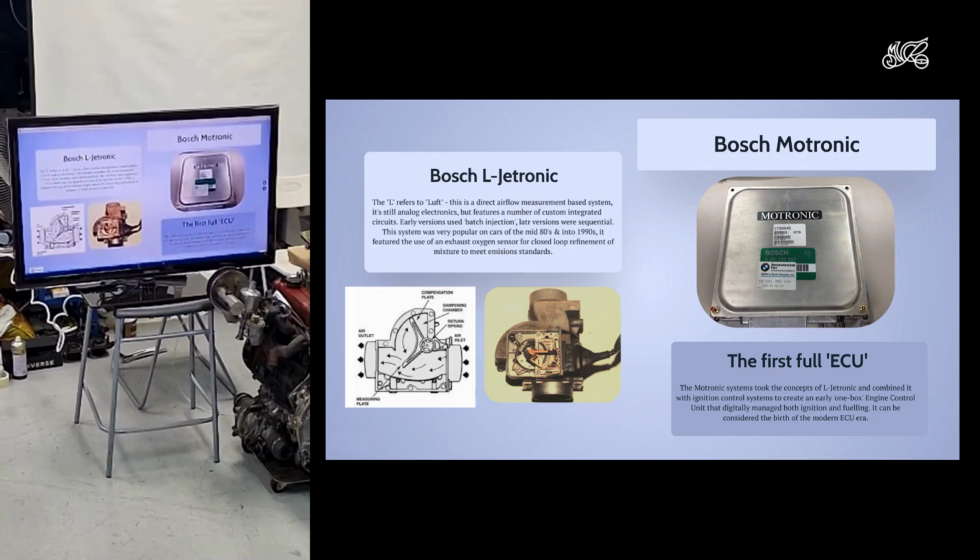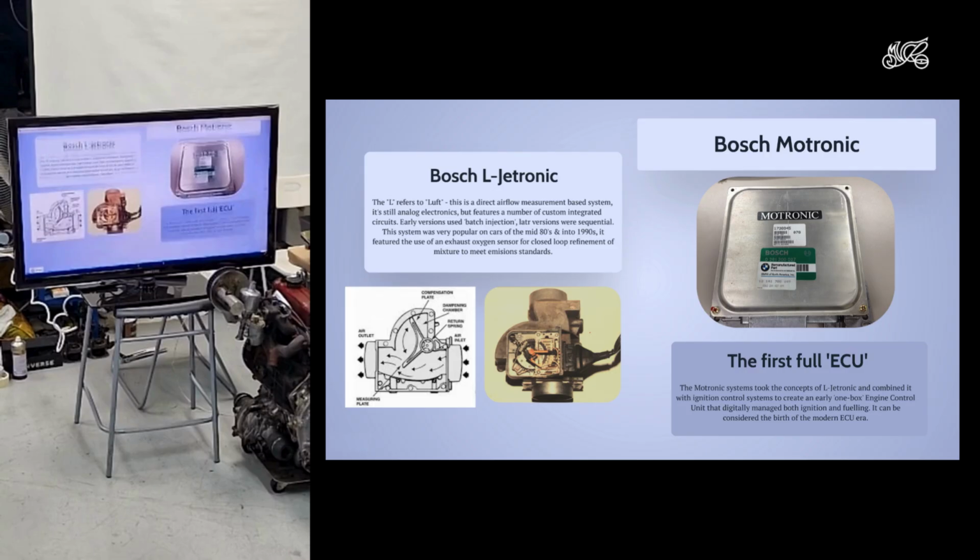So D-Jet was Druck, pressure. K-Jet is, I can't pronounce it, continuous. L-Jet is Luft, air. So the letters do mean something. And this was still analog electronics, but because of the development of the electronics industry, this had the first custom integrated circuits in it. So it had custom ICs, which enabled it to do that job better.